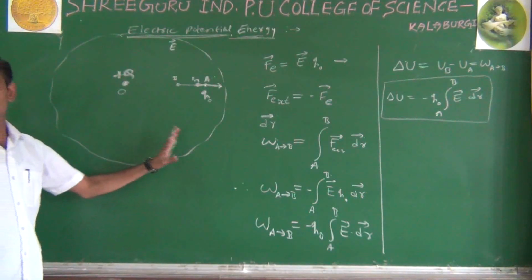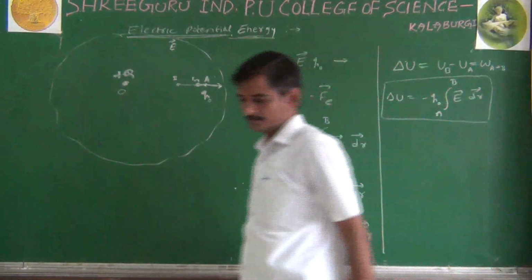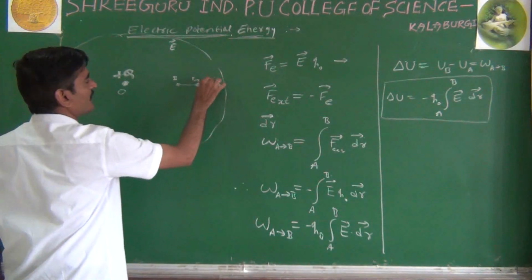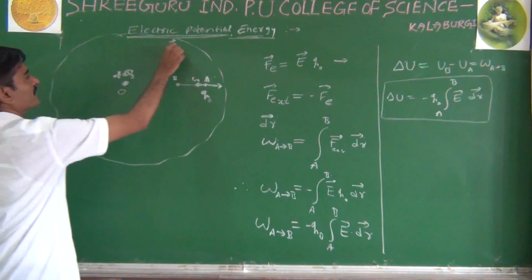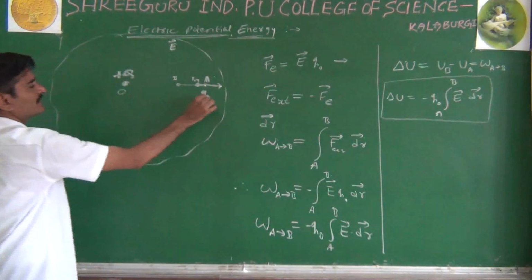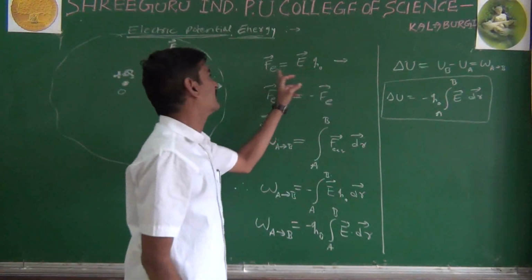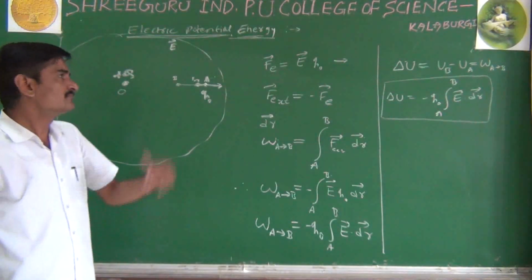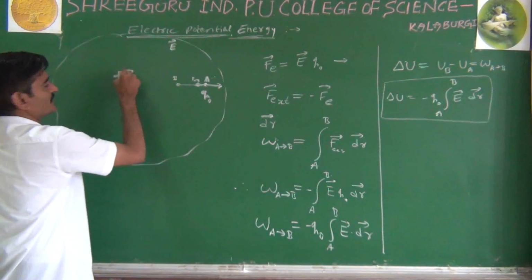Did you get the idea? Did you understand? Once again, I will just revise. See here, a test charge Q naught is there at the point A. A source charge plus Q is there. Due to this source charge, there is an electric field vector E, and our test charge is at the point A. This test charge will experience an electrostatic force, Fe equal to E into Q naught, and this force will tend to move the charge Q naught away from the source charge, but we want to move this test charge towards the source charge plus Q.